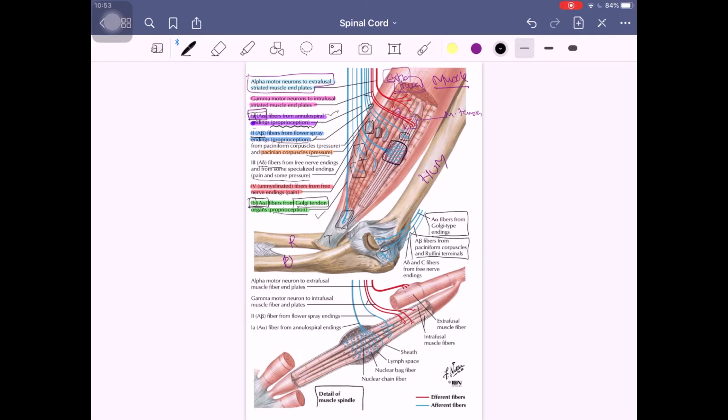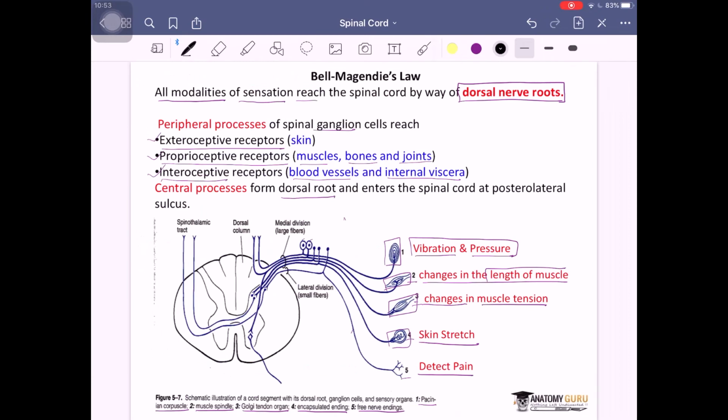This is your detailed view of your muscle spindle. This one is your extrafusal fibers. These are your intrafusal muscle fibers. These are your flower spray endings, and this one, like a spiral, is your annulospiral ending. This is your alpha, and this is your gamma. This is just the information about where and how it comes from.